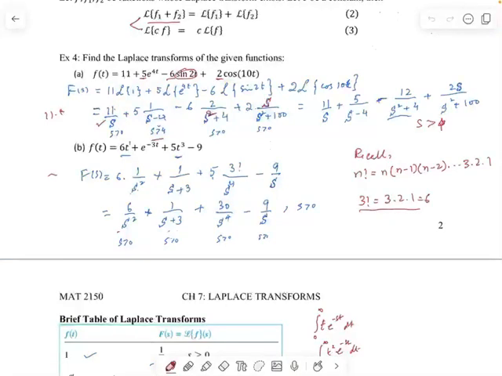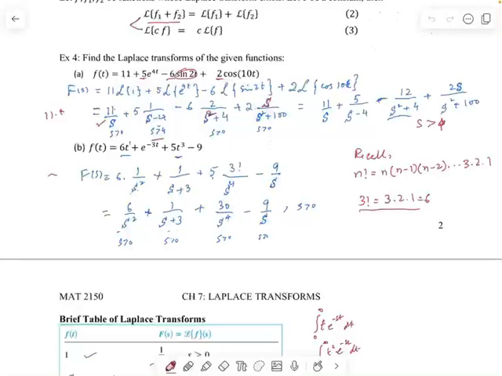Continuing with section 7.1, this is the third part of the video. So we did part A of example 4, and now we are going to look at example 4 part B. So now the function is 6t plus e to the minus 3t plus 5t cubed minus 9.